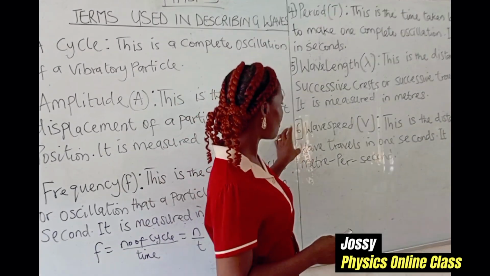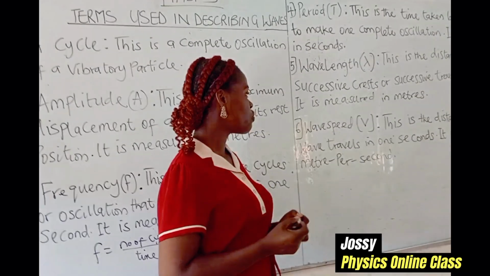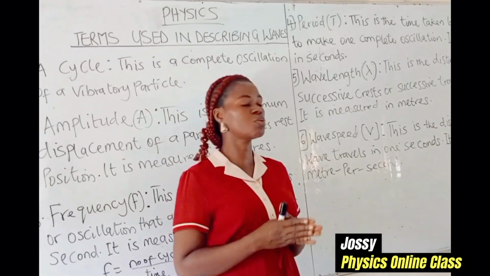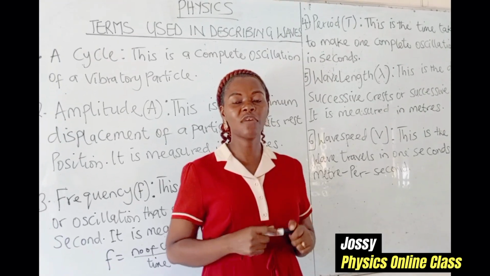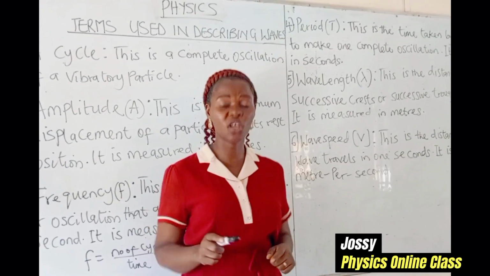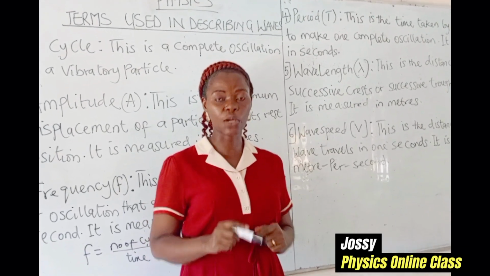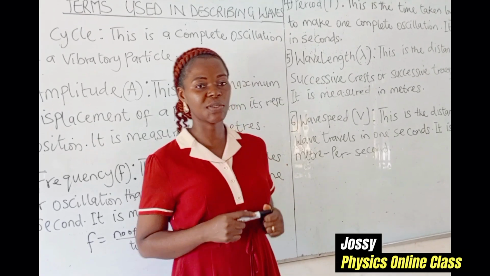Then the next we have is wave speed. Wave speed is the distance which a wave travels in 1 second. It is measured in meters per second.